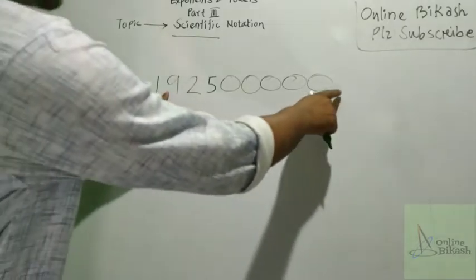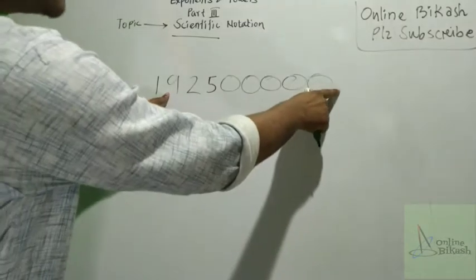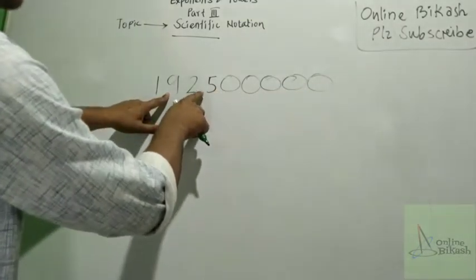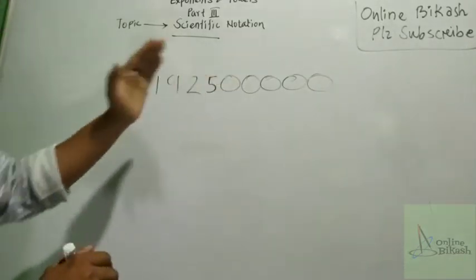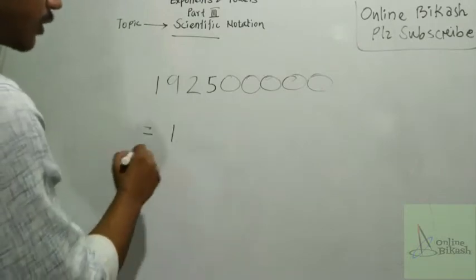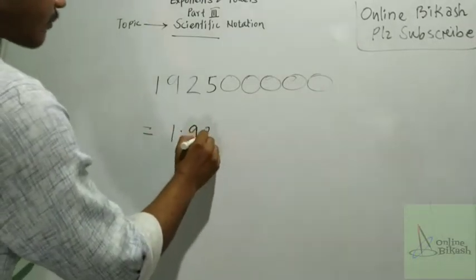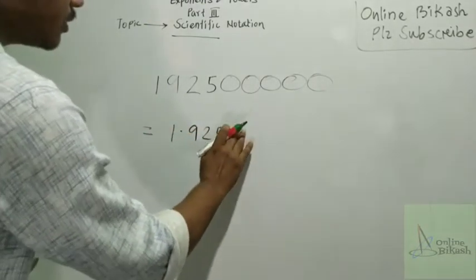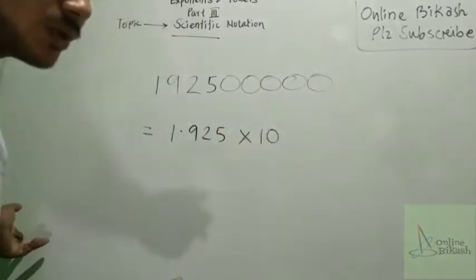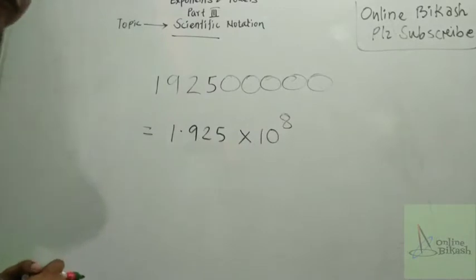So how many places do we have to move? You see here, from here, 1, 2, 3, 4, 5, 6, 7, 8. 8 places we have to move. So we can express it in its scientific notation form in this way. No need to put this 0. Into 10 to the power, how many places have we moved it? 8 places. Are you understanding?